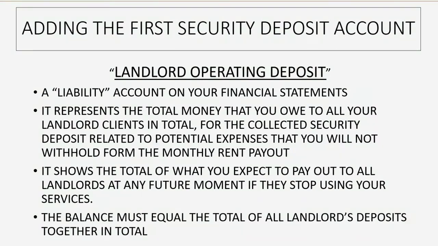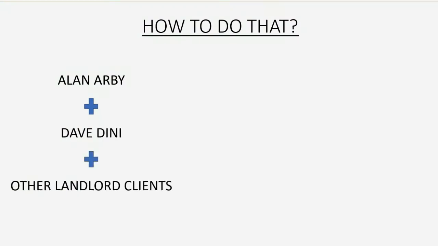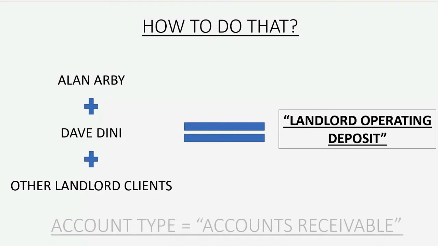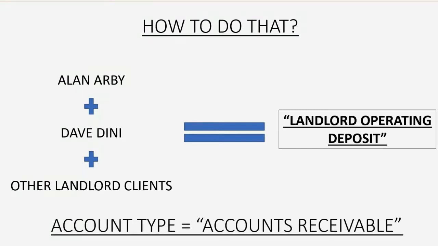Now, how do we do this? Well, we want Alan's deposit plus Dave Deeney's deposit plus any other landlord clients that we have. We want the total of these deposits to equal one particular account in the chart of accounts that we'll name landlord operating deposit. How do we make QuickBooks able to do this so that it matches? The only way to do it is to make the landlord operating deposit an accounts receivable type of account in the QuickBooks chart of accounts.